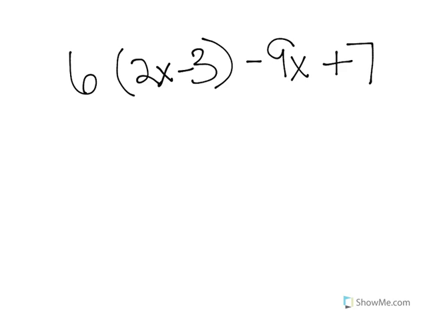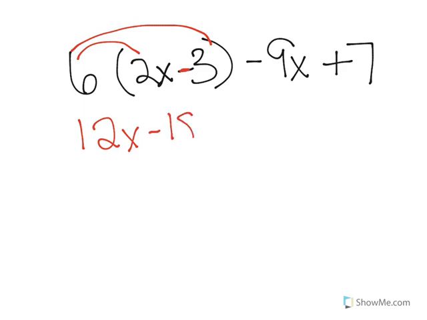Okay, now on this one, again, we have the distributive property we have to take care of. Again, in the parentheses, I can't combine 2x minus 3. I don't know what x equals. So I'm going to multiply 6 times whatever's in the parentheses. 6 times 2x is 12x. 6 times negative 3, it's a negative because it's a negative sign in front of it, is negative 18. So it's 12x minus 18. I'm going to rewrite whatever I have left, minus 9x plus 7.